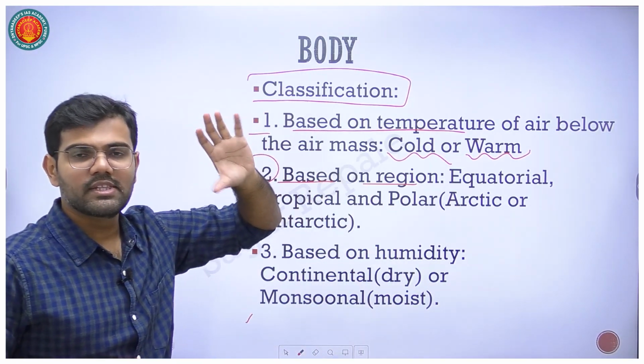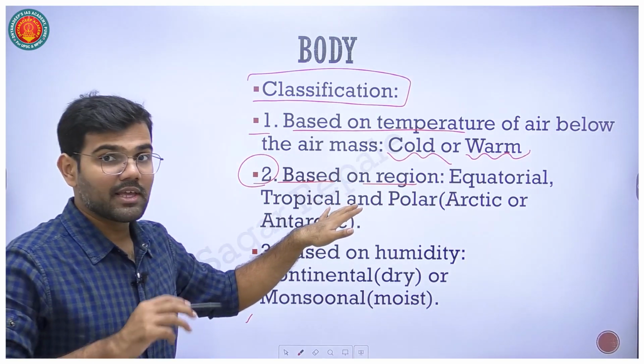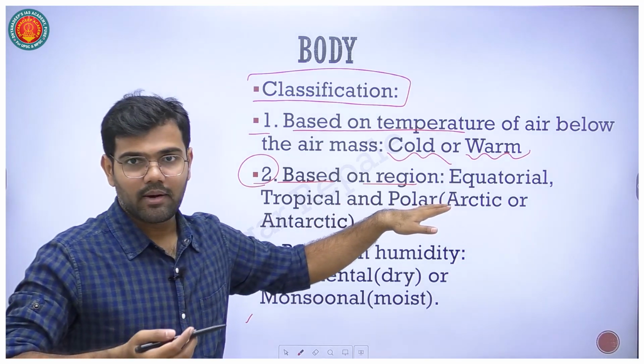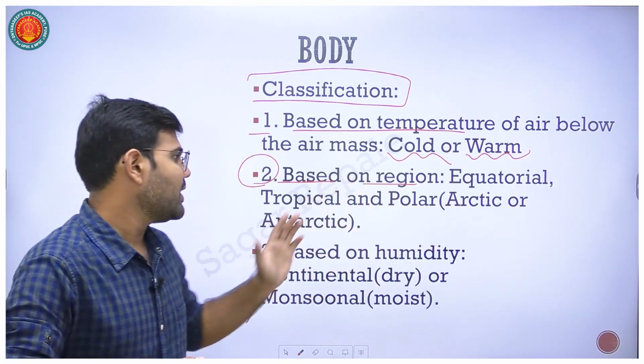When we divide the earth into various tropics, we have equatorial air mass near the equator, tropical air mass over Sahara Desert, and what? Polar air mass. On Siberia or on Antarctica, we have what? Polar air mass, Arctic or Antarctic.